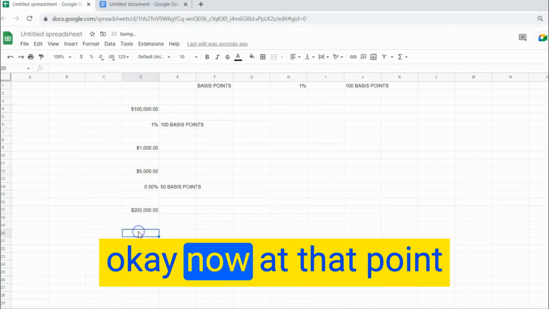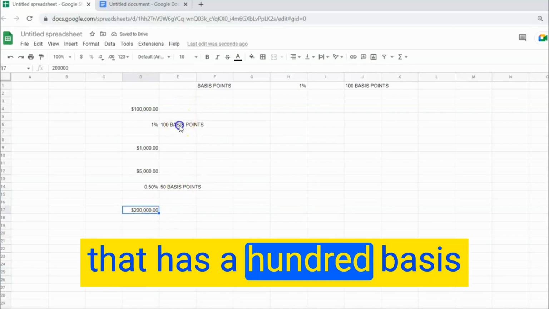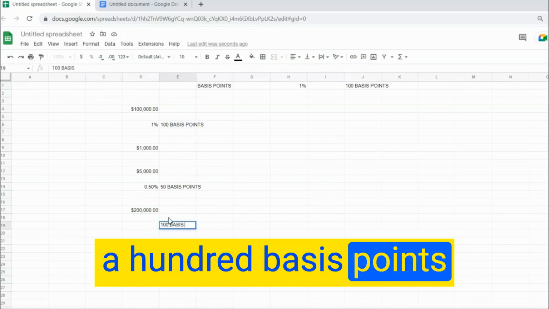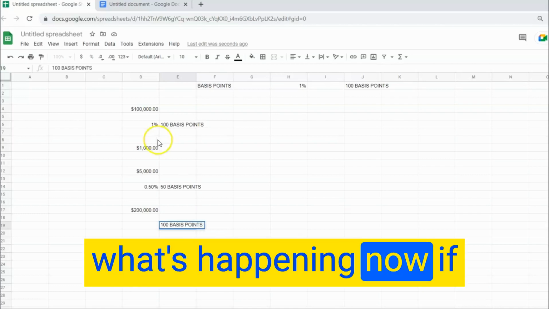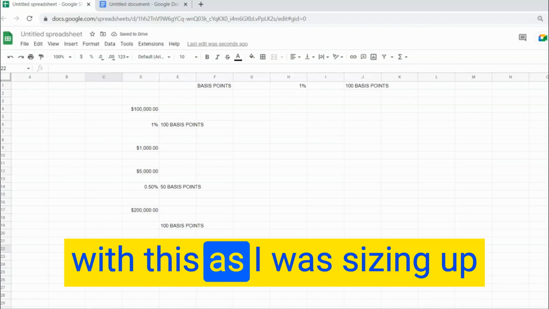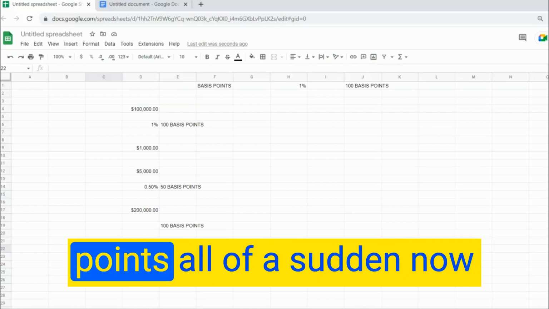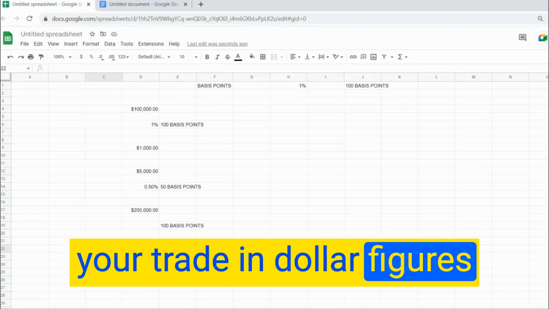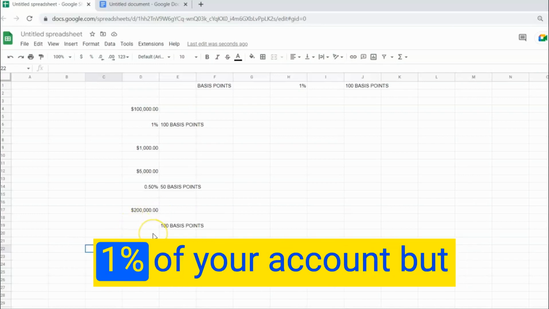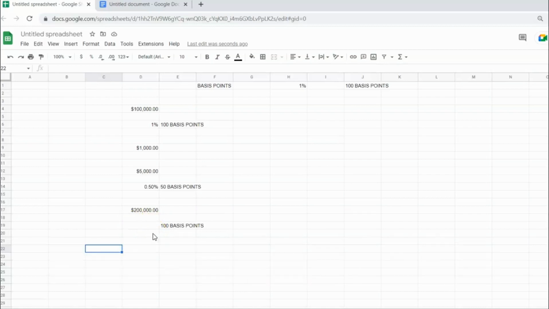Now, at that point, if you're taking a trade that has 100 basis points risk, what's happening if you're looking at it from dollar amount, and I know because I struggled with this as I was sizing up my account, is that your trade in dollar figures is now double. The same risk, right? 100 basis points, 1% of your account. But now you're like, oh gosh, these numbers are really big.